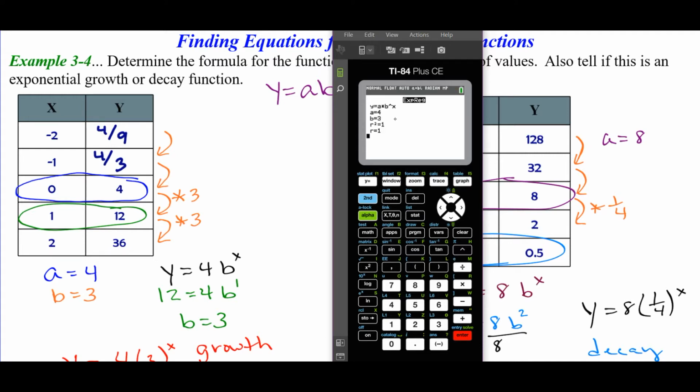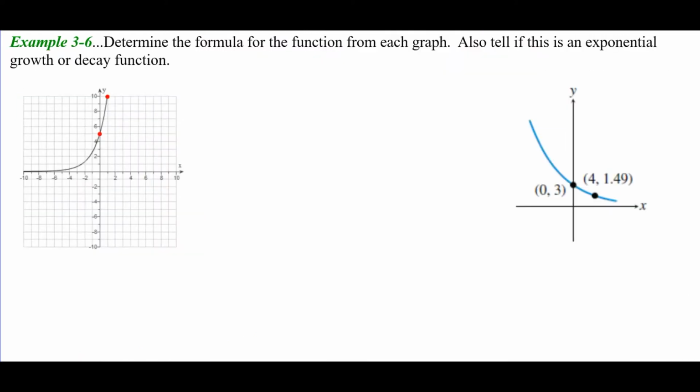So then we can calculate that, and we get A is 4 and B is 3. My R squared and R values are 1, so I know that it's a perfect formula. So I could do the same thing with this second example over here. So here we're doing something similar. We're trying to find that exponential model, but here we're working from a graph.